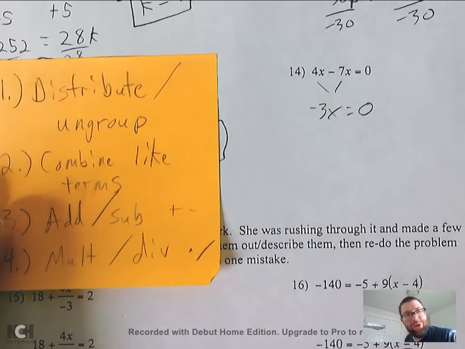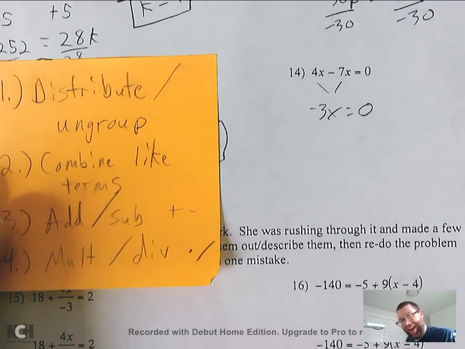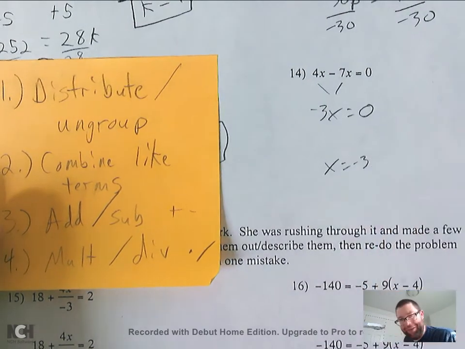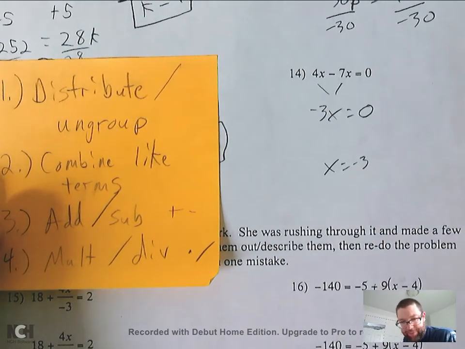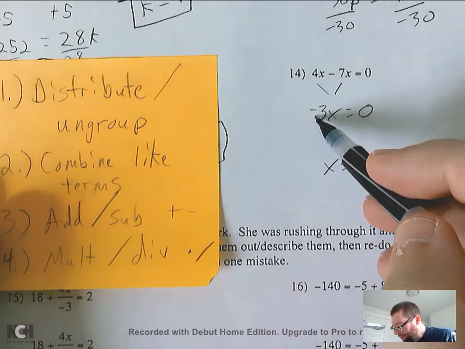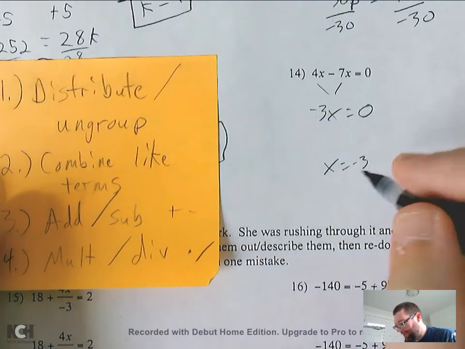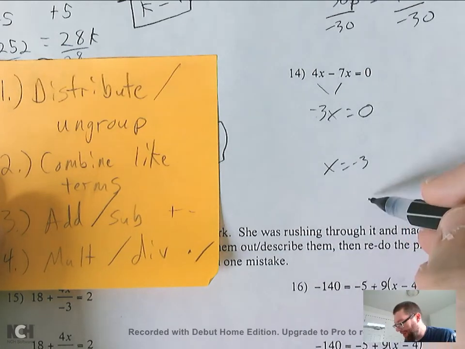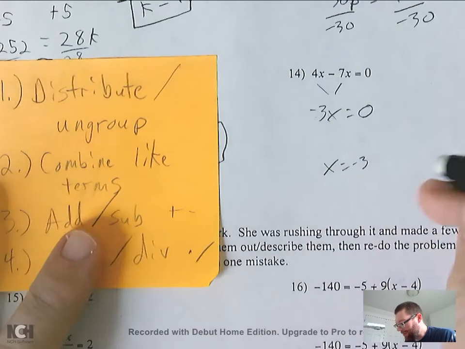And here's what I usually get. And this is completely wrong. I usually get x equals -3. Right? -3 times some number is equal to 0. So -3 times -3 is 9, right? It's not equal to 0. So that doesn't work. If I plug it back in, that doesn't work, right?